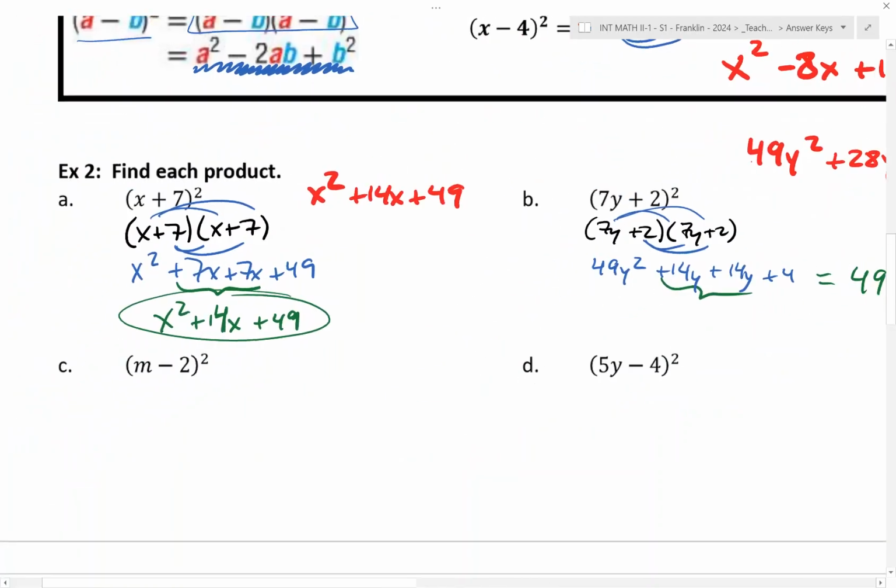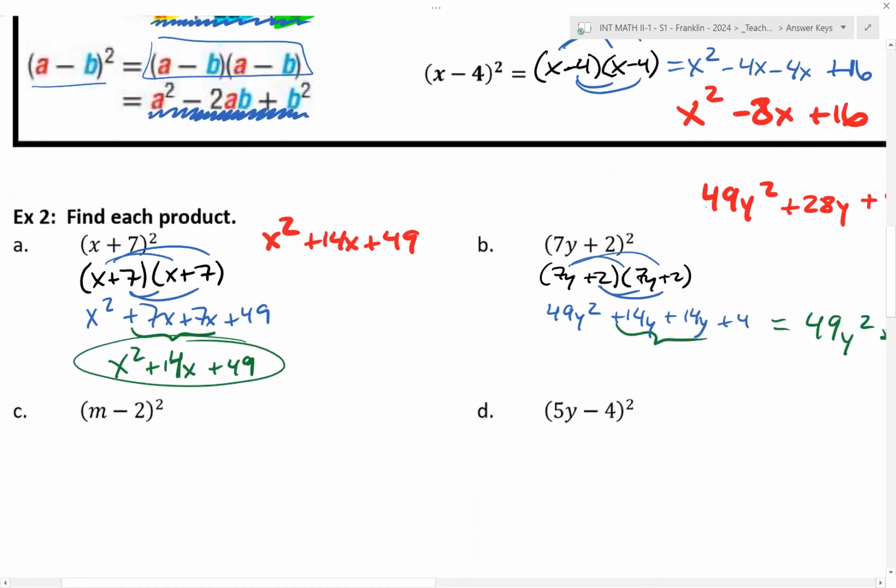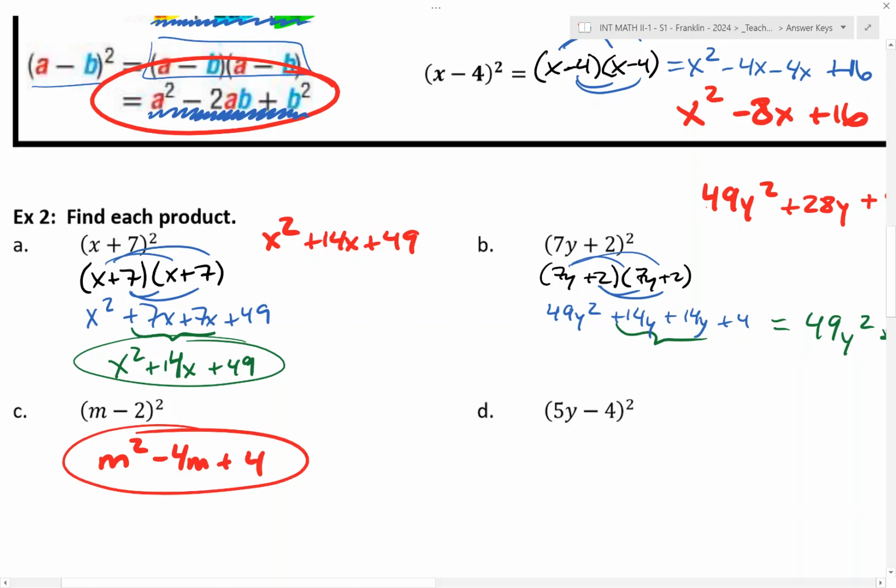But let's go ahead and use the pattern to finish these up so we can get through these last two quickly. So m minus 2 squared, again, this is a minus, so it's a squared minus 2ab plus b squared. That's this pattern here. So m squared is m squared. Negative 2 times m is negative 2m, and then 2 of those is negative 4m. And then negative 2 squared is positive 4. Negative 2 times negative 2, positive 4. So that matches our pattern, and that is what we should get there.